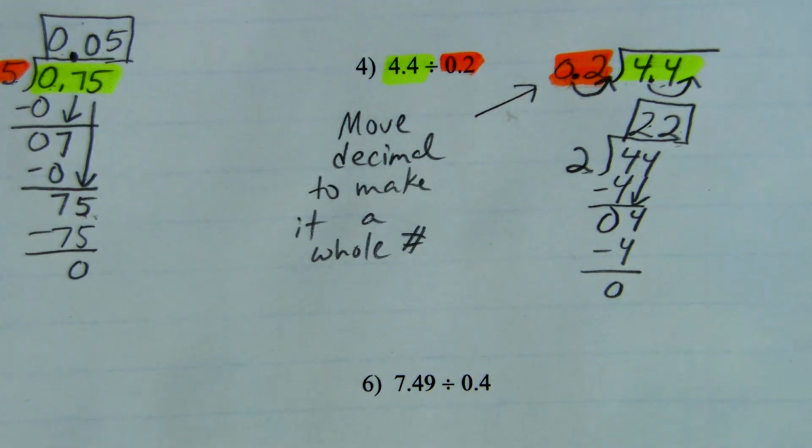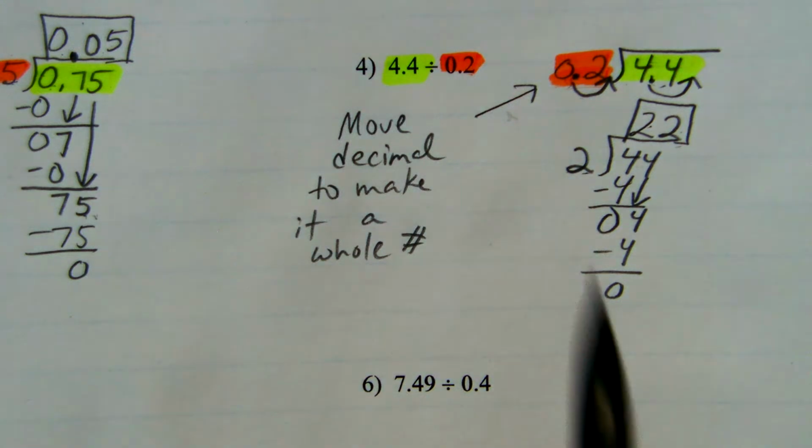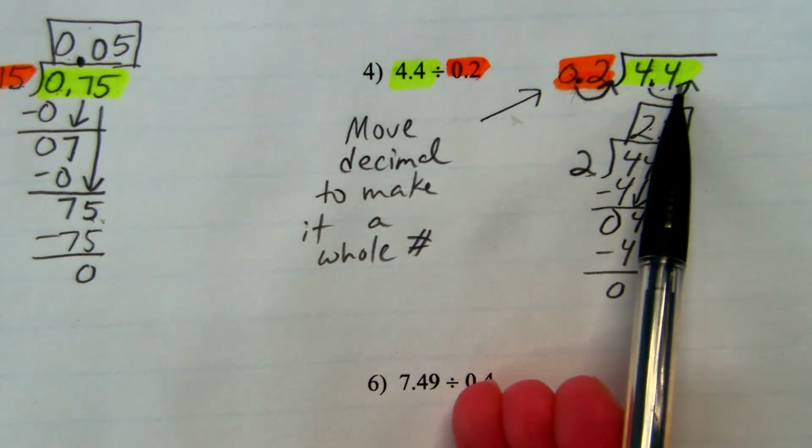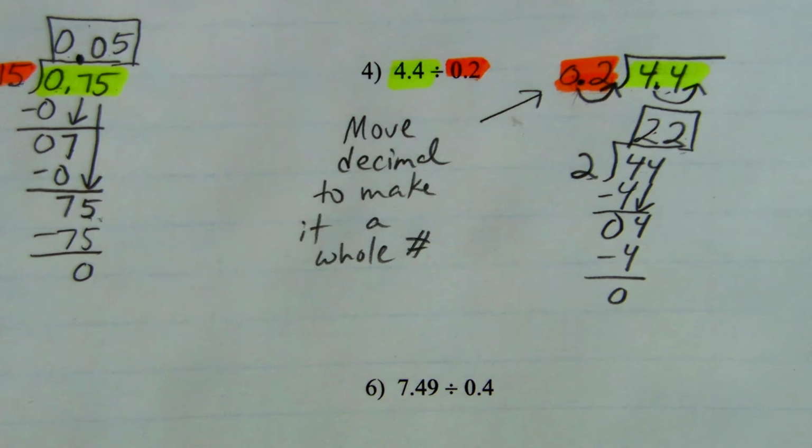So it looks really difficult when you have 0.2 and 4.4. You can make it easier by getting rid of those decimals. Okay, so we're going to practice that a little bit, and that's just a rule. If there's a decimal on the outside, we move it. But if you move this one, you have to move this one as well. It's an all or nothing deal. So any questions on that?